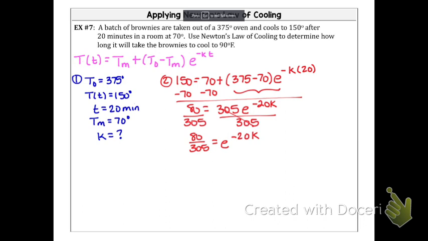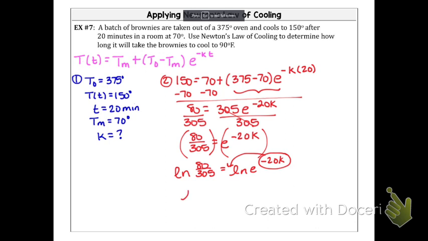And I'm going to be picky because I have a base e. I'm actually going to natural log both sides here. So I'm going to have the natural log of 80 over 305 equals the natural log of e to the negative 20k. So we're able to take this exponent and make it its coefficient. So natural log of 80 over 305 equals negative 20k natural log of e.